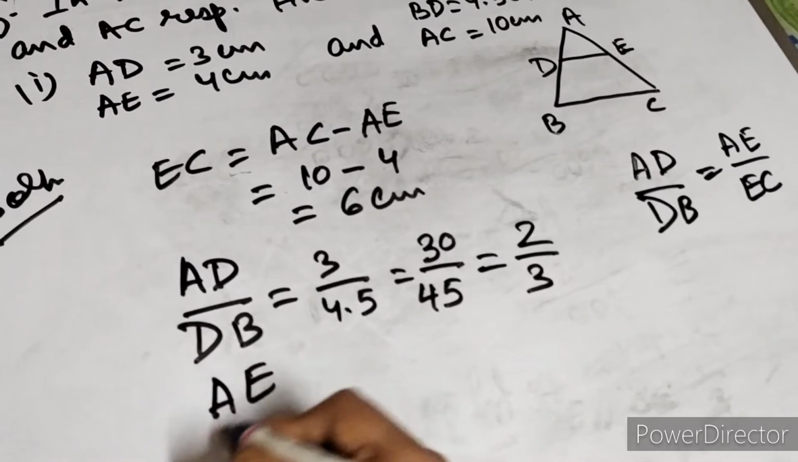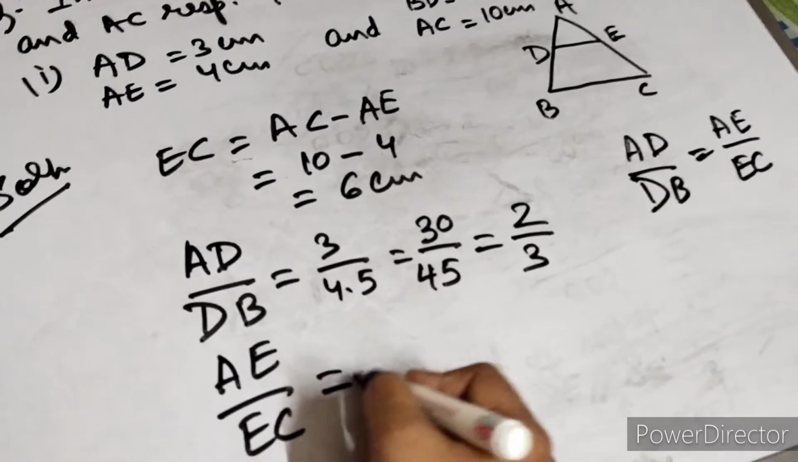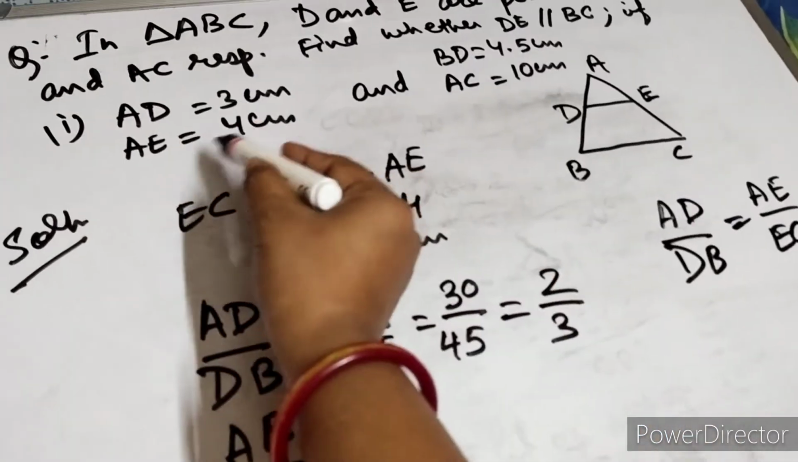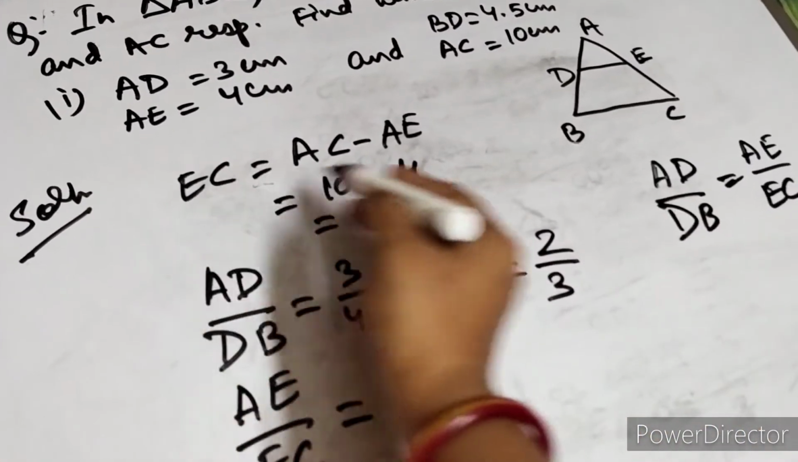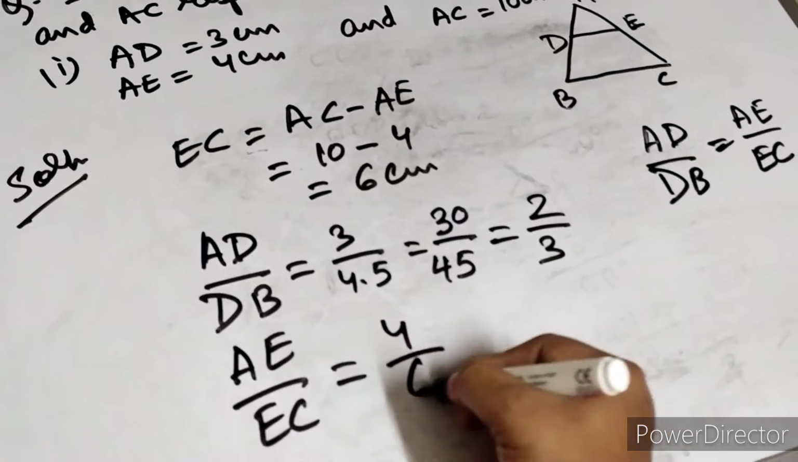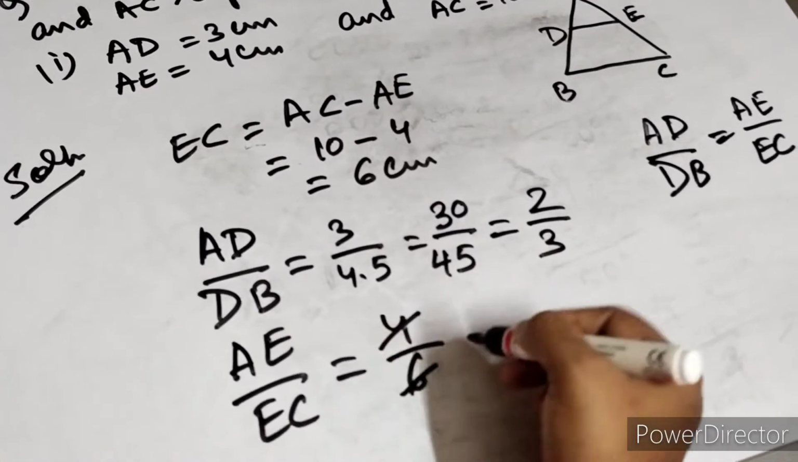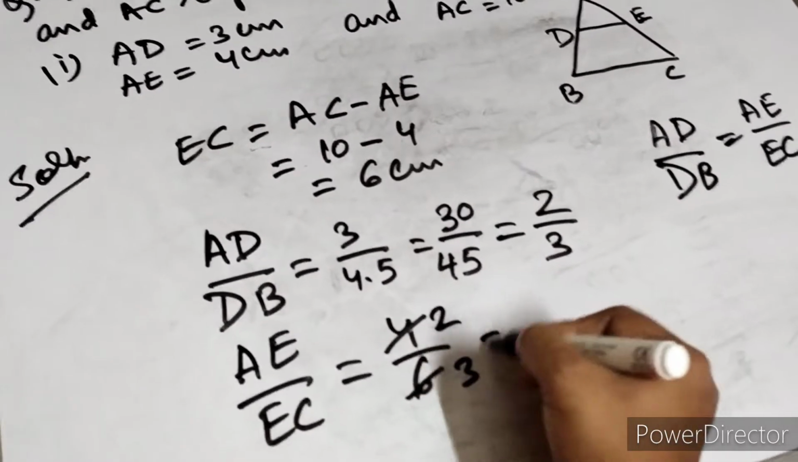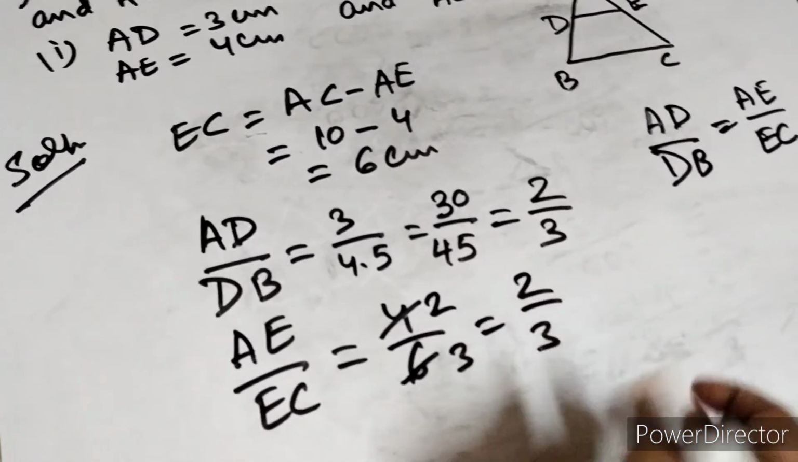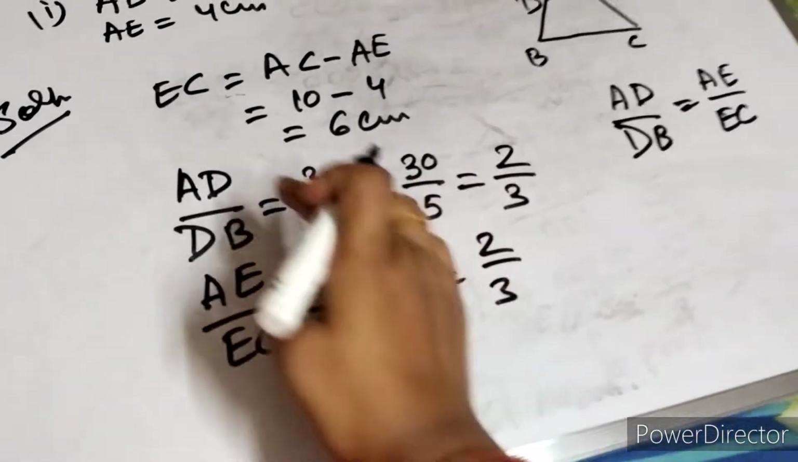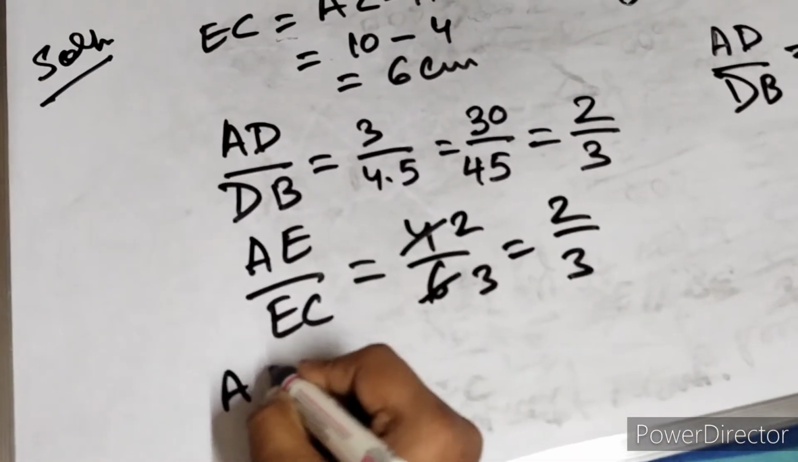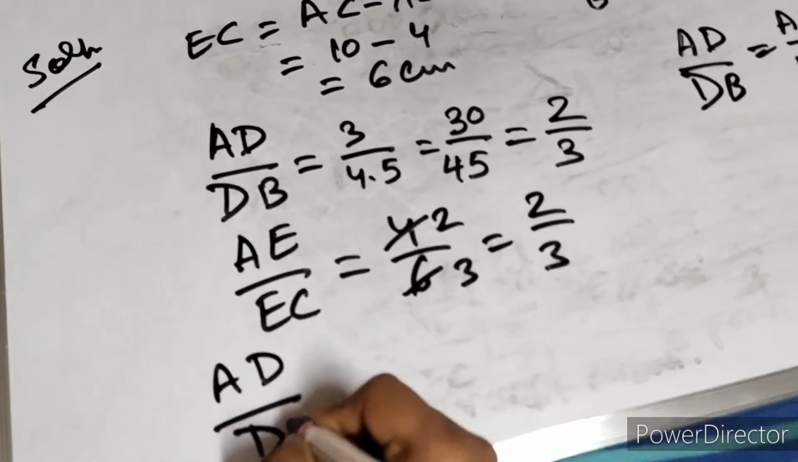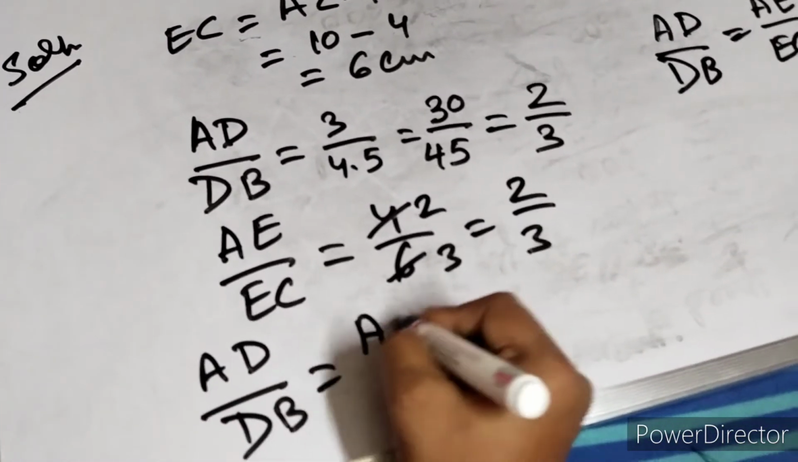Now AE by EC. Let us check what AE by EC is. AE is given in the question, it is 4, and EC we just took out as 6. So cancel it out by 2: 2 into 4, 2 into 3 is 6. So yes, it is coming as 2 by 3. So both AD by DB and AE by EC are coming as 2 by 3. So we can write AD by DB equals AE by EC.